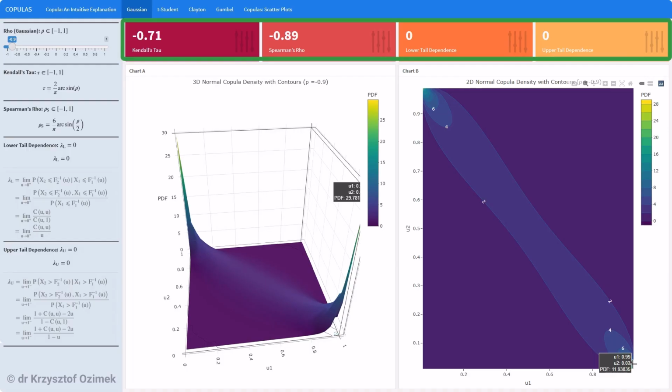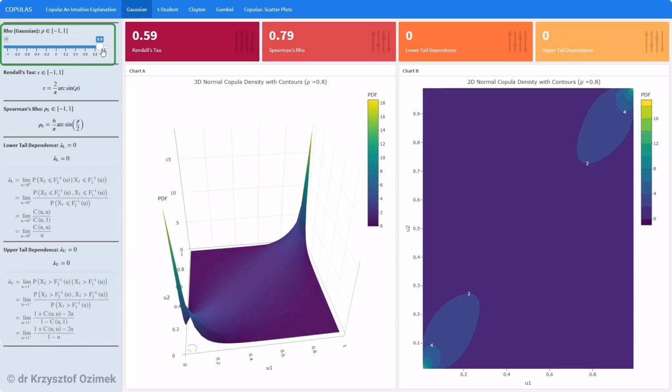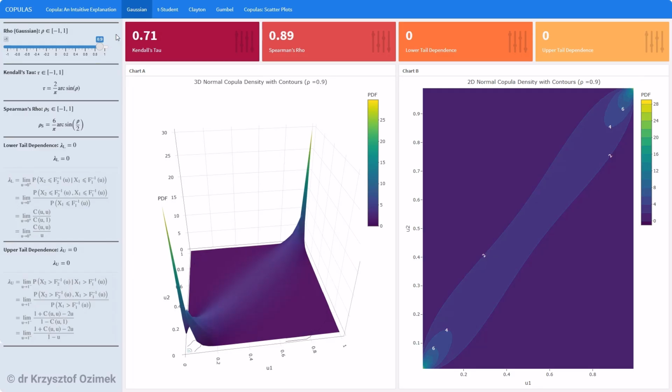Regarding lower tail dependence and upper tail dependence, the Gaussian copula does not model tail dependencies, so these values are equal to 0. Meanwhile, Kendall's tau and Spearman's rho are at low levels, somewhere close to -1. Setting the rho parameter to a relatively high value, close to 1, here at 0.9, we see the opposite situation. We can observe that the high-density regions appear in different corners, in different spaces than when rho was at -0.9.